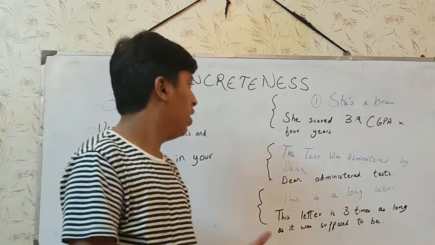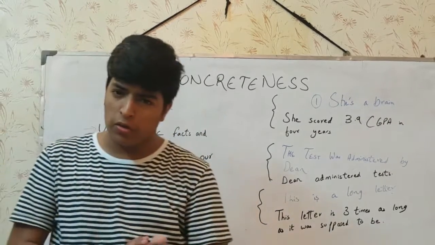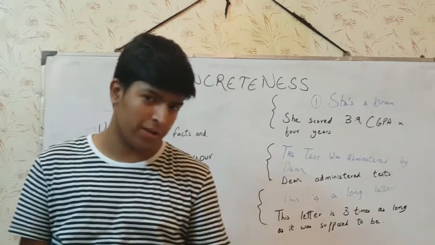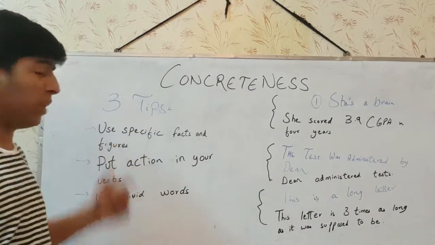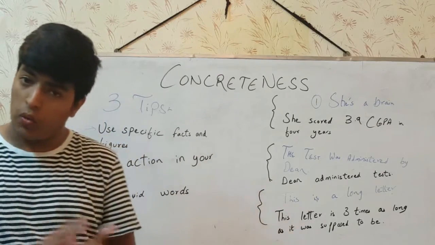Today I'll be telling you about the remaining C's which I left in the last video. So the fourth C is concreteness. Now what is concreteness? To do this in your communication, I again have three tips. The first one is use specific facts and figures. Now how to do that?